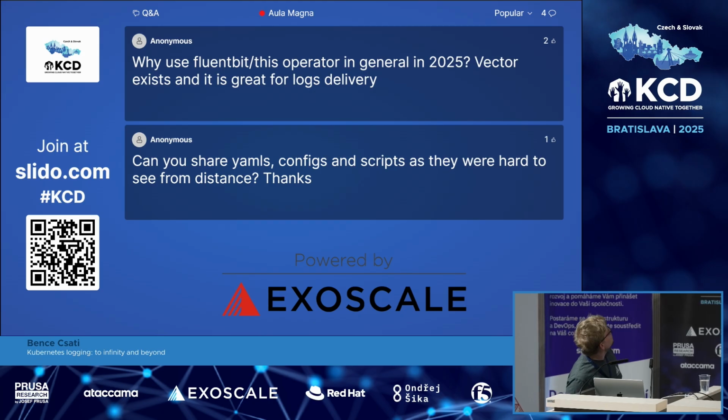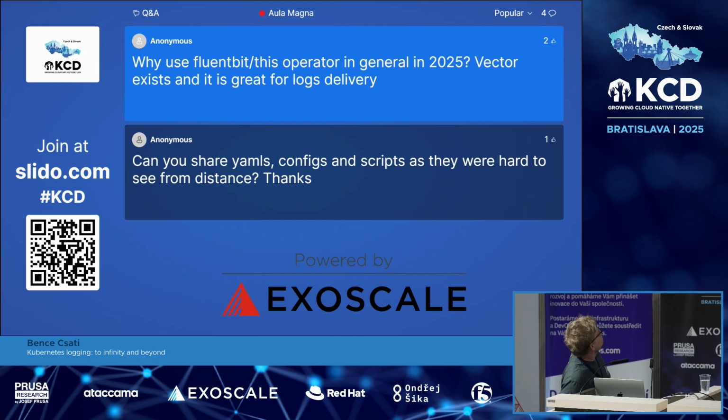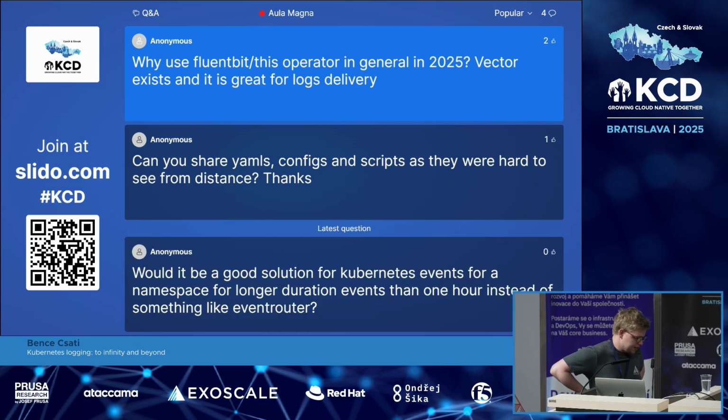So the first question is, why use Fluentbit for this operator in general in 2025? Vector exists and it is great for logs delivery. Yeah, it's a hard one. For the first part, Fluentbit is actually getting a lack of maintenance lately, as we have been observing. And that was one of the main reasons we wanted to switch to OpenTelemetry in the first place, and we wanted to create a solution for that too.